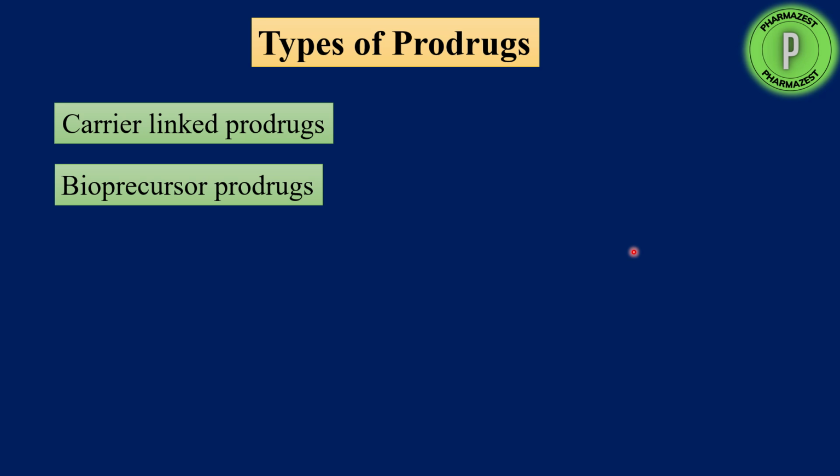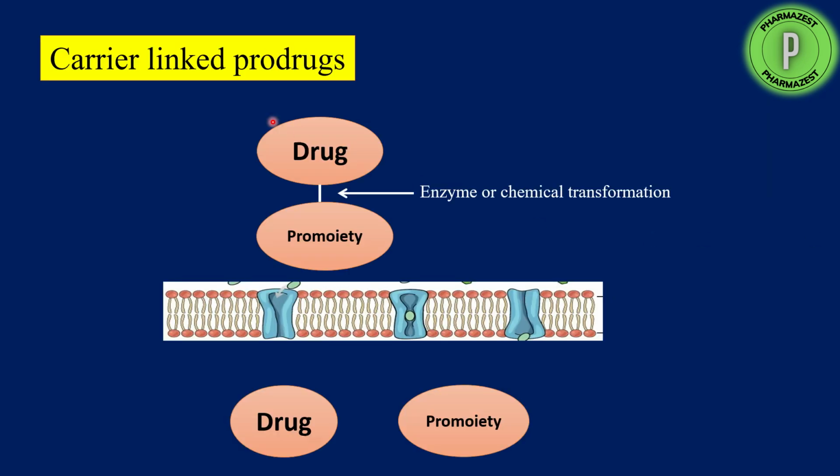Next, coming to the types of prodrugs. So we have two types of prodrugs. They are carrier linked prodrugs and bioprecursor prodrugs. Now let us see what are carrier linked prodrugs. So in carrier linked prodrugs, the drug is covalently attached to a pro-moiety. This pro-moiety is an inactive form which is covalently attached to the active drug.